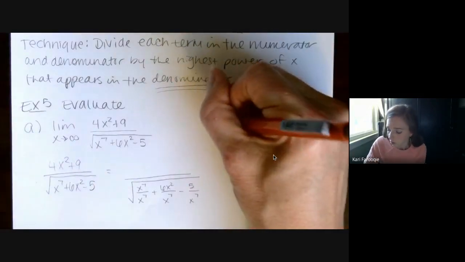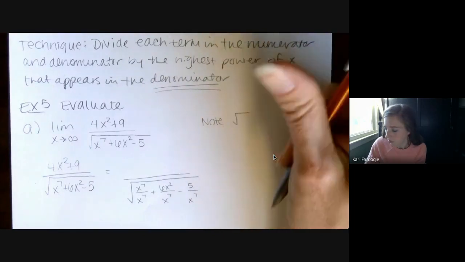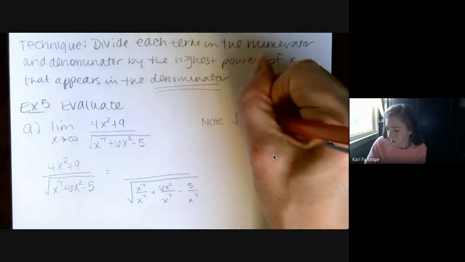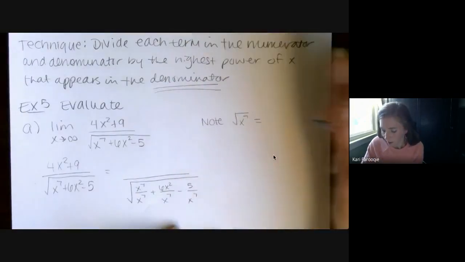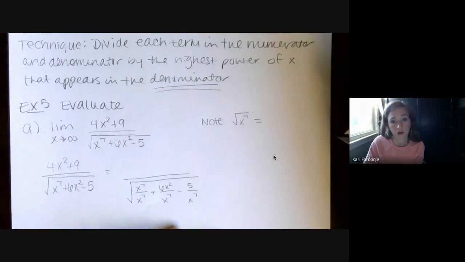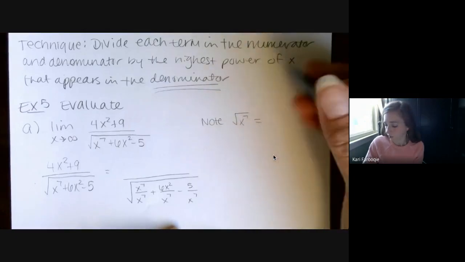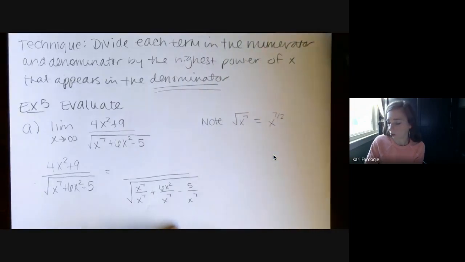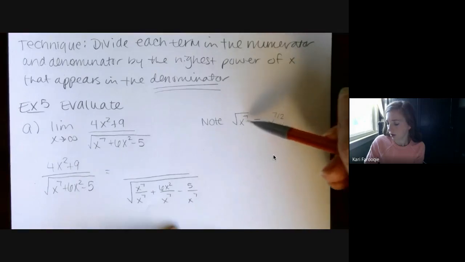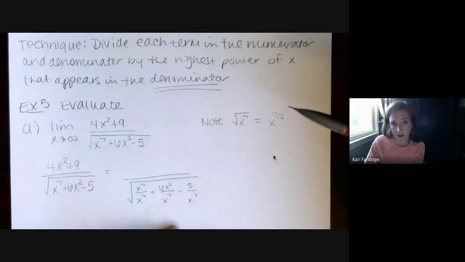I want to note to you that the square root of x to the 7th is, of course, not x to the 7th. You learned in algebra how to rewrite these using a rational exponent. So the square root of x to the 7th is actually x to the 7/2 power. Remember, you take the exponent on the function inside your radical, and then you divide it by the index. A square root always has an index of 2. So the square root of x to the 7th is x to the 7/2.